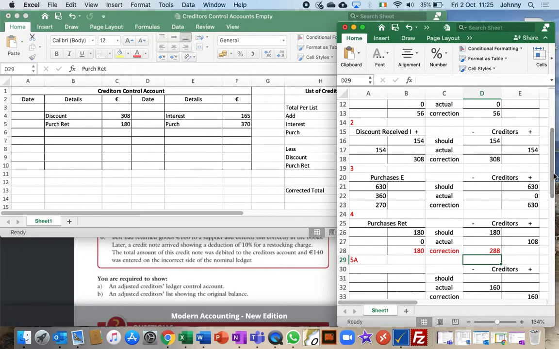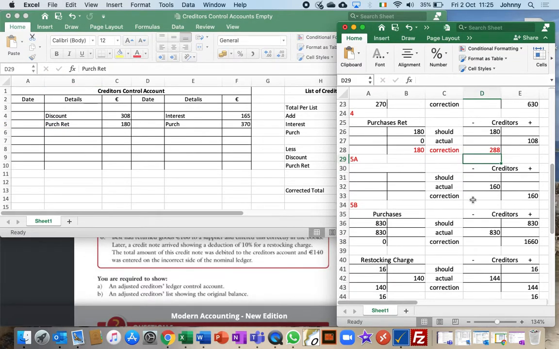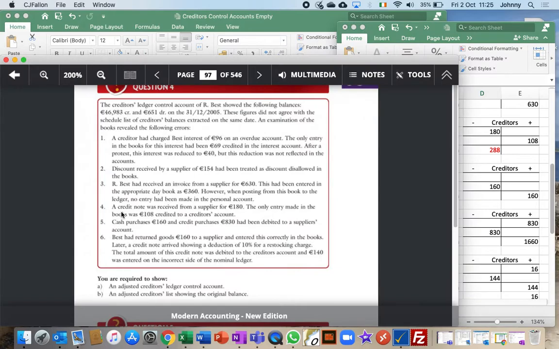Next one. Again, I'm going through this quite quickly. Cash purchases 160 and credit purchases have a debit to the supplier's account. So I'm going to treat this as two separate things. So cash purchases 160. Where should that have gone?